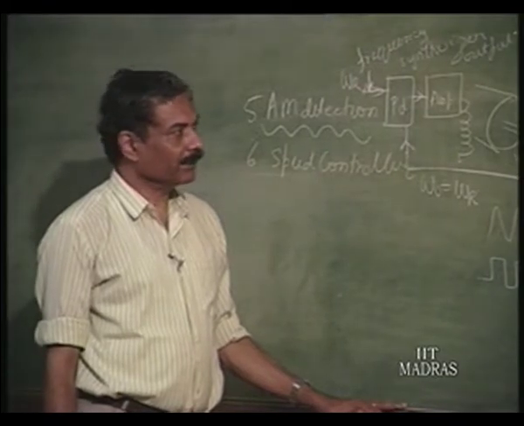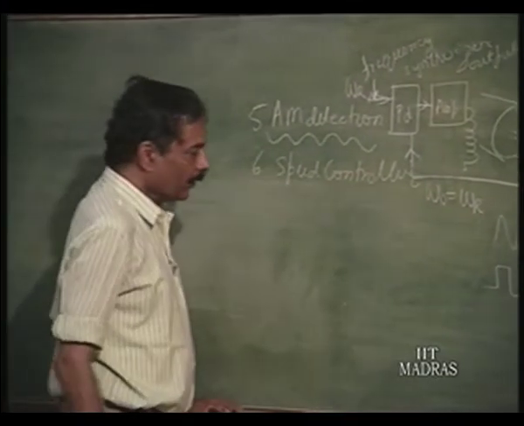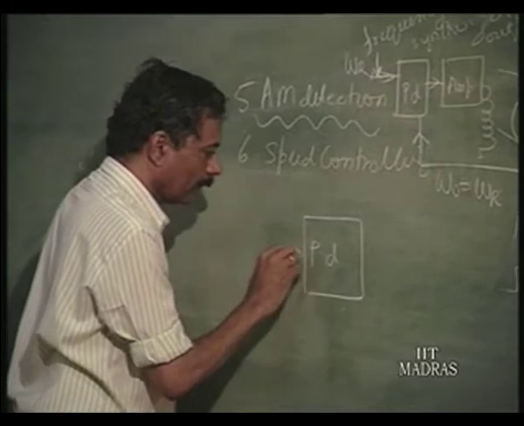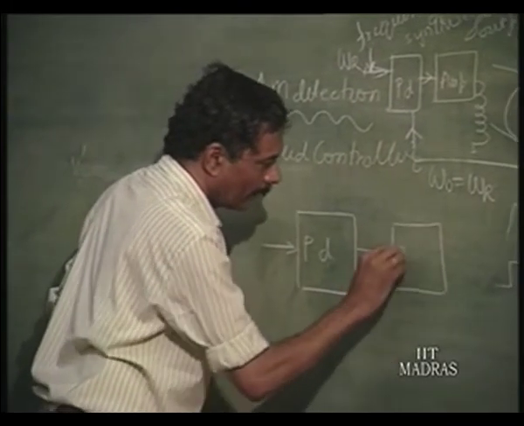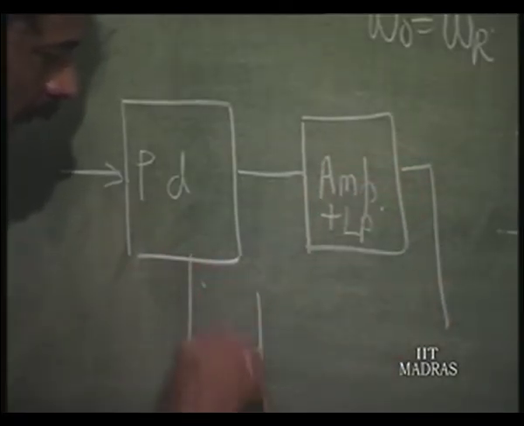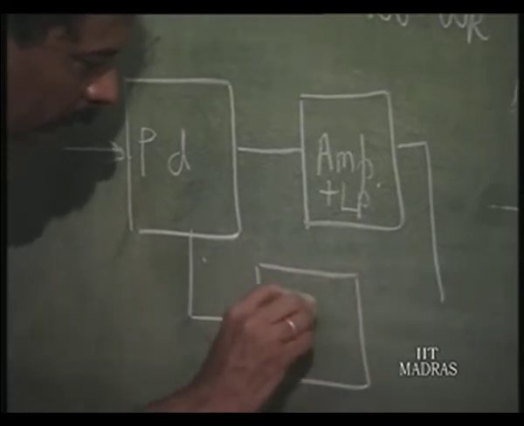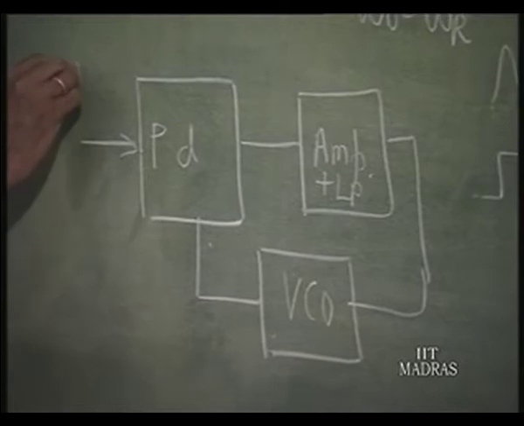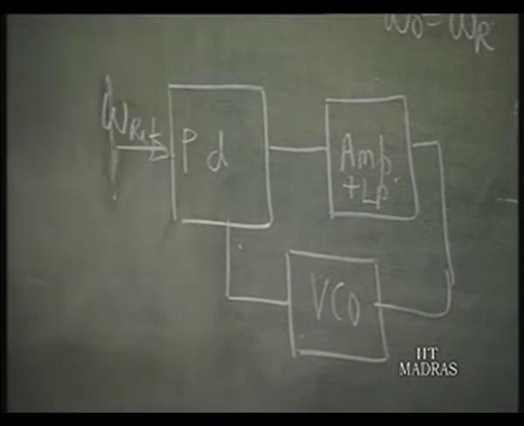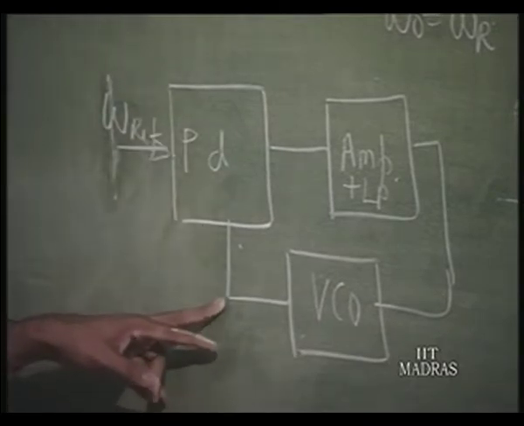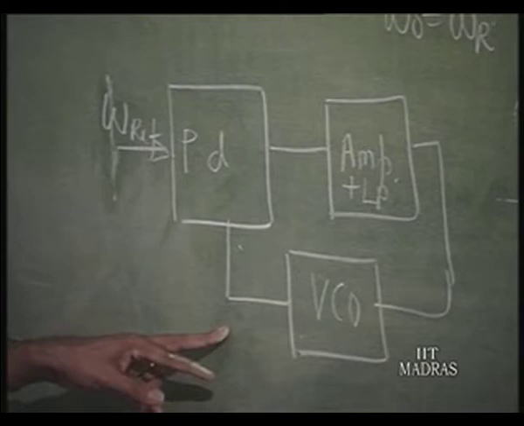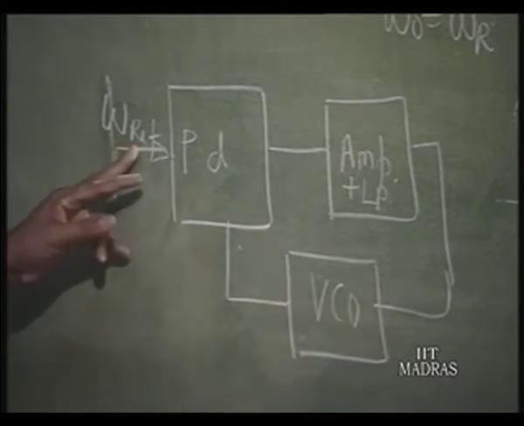There are other minor applications. For example, the phase lock loop, if you give a constant input here, omega reference, the output is going to be omega reference, and the output will have a phase shift of 90 degrees with the input if the VCO frequency is the same as omega reference.